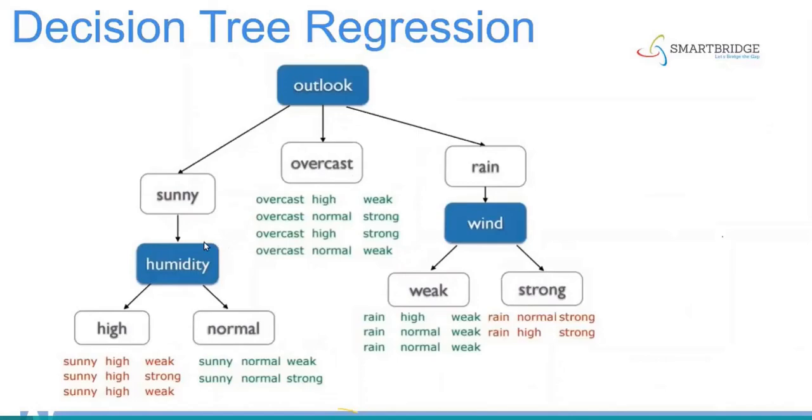Once that is done, then again you have to calculate the entropy for high and normal. Again, you have to check whether that is humidity or wind. Again, you have to calculate the entropy and information gain for wind. Then you have to split the data into subsets based on the information gain and entropy. So did you understand this, guys?